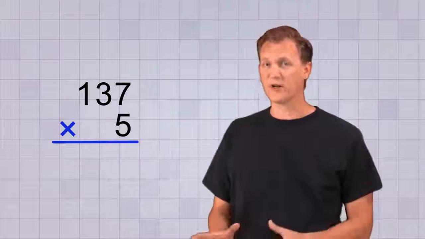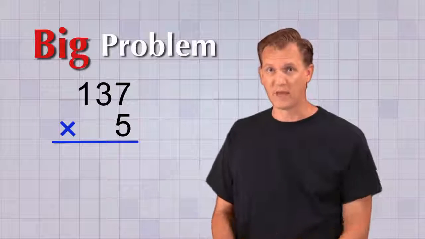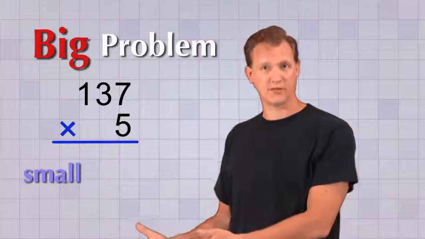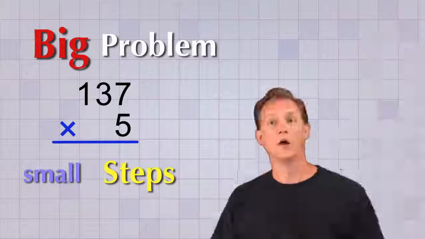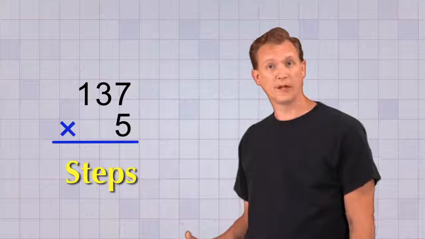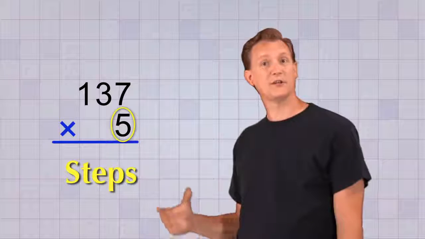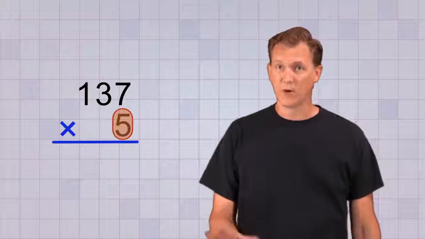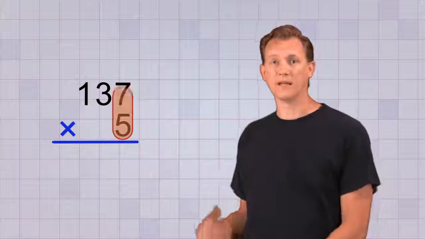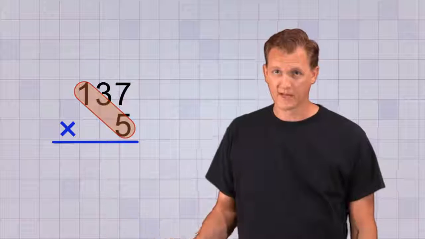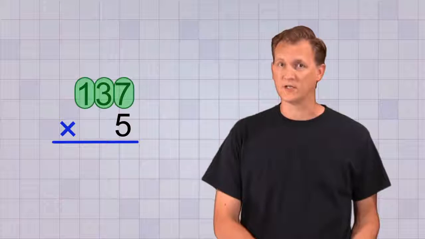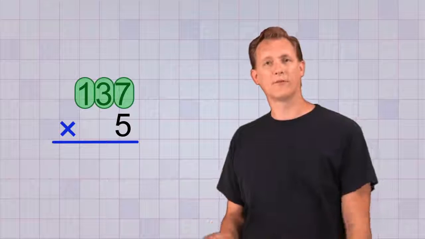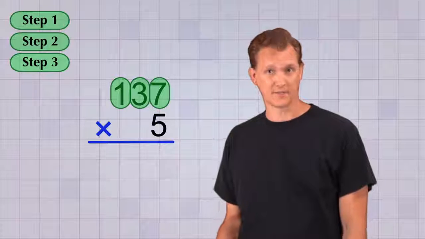Basically, what we're going to do is break up this big multiplication problem into a series of small multiplication problems, or steps. Those small steps involve multiplying a digit in the bottom number by a digit in the top number. Now in our problem, we only have one digit on the bottom, and we're going to multiply it by each of the digits in the top number. And since the top number has 3 digits, that means that our problem will have 3 small multiplication steps.